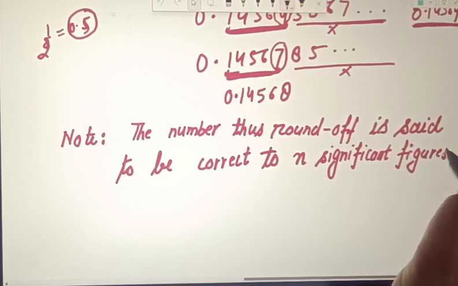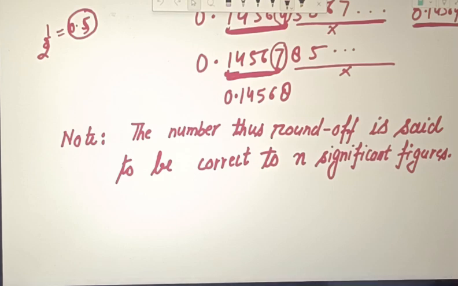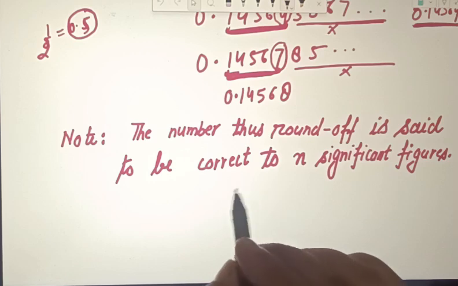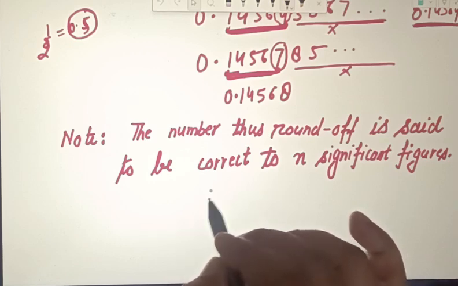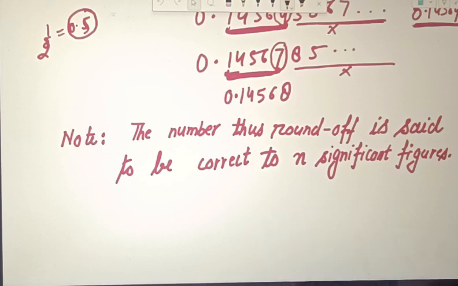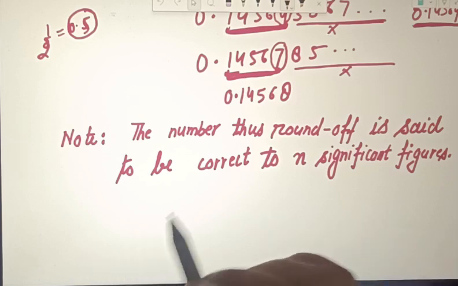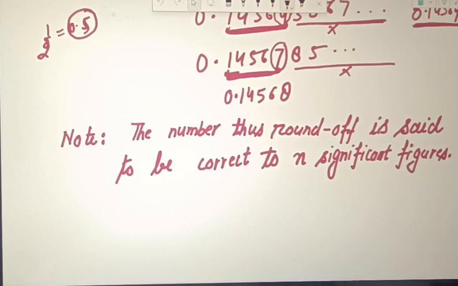N significant figures, correct to n significant figures, okay. And we have used this statement in our argument of the questions. Find the roots of this polynomial correct to 3 decimal places, correct to 4 decimal places, correct to 5 decimal places. So it is the case, okay.